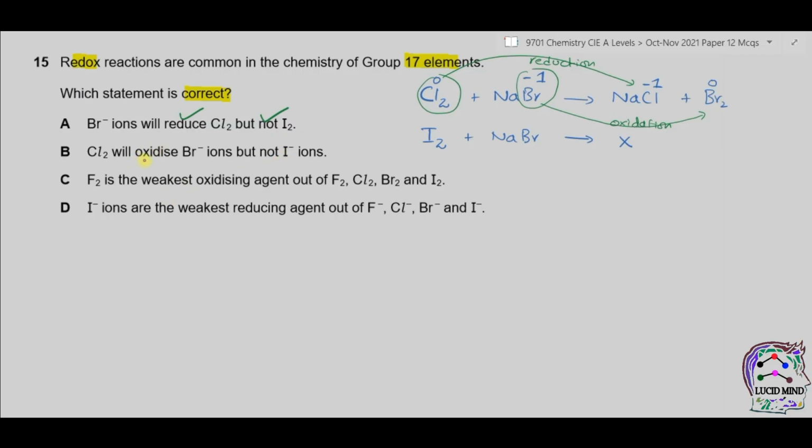Let's write the chemical equation for this reaction. We have chlorine and bromide, so we can write chlorine plus sodium bromide. It is negative. Oxidation state is 0. Now chlorine is more active, so it can displace sodium bromide to sodium chloride.